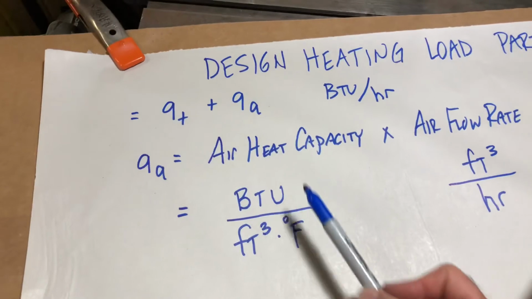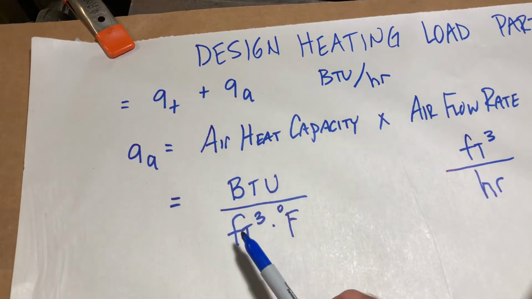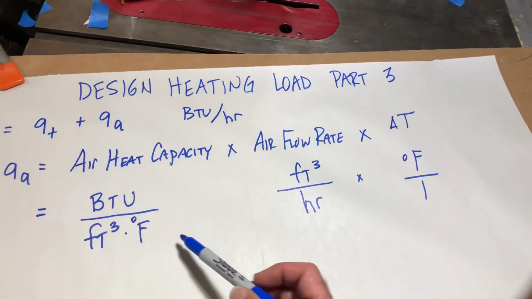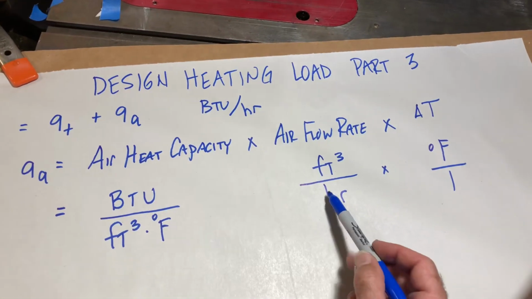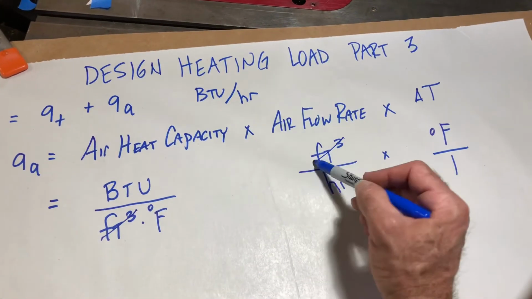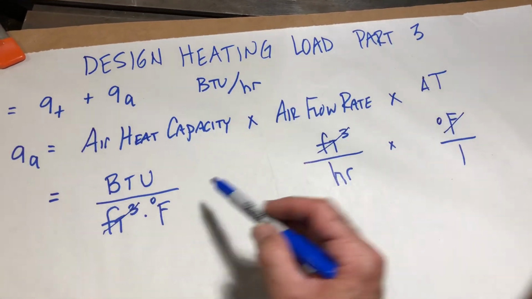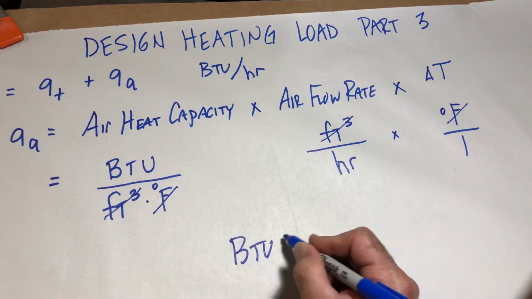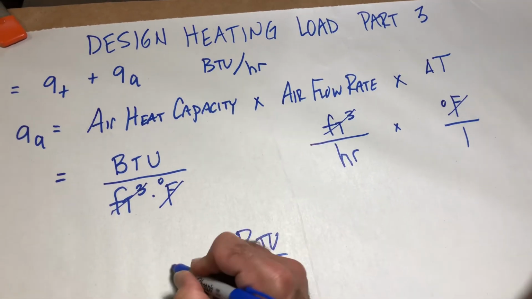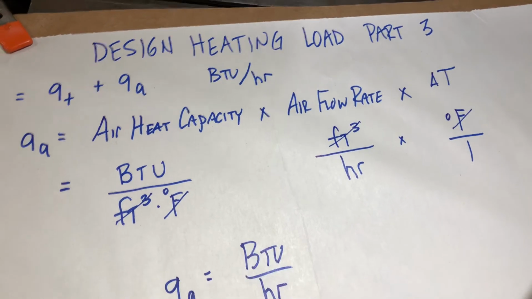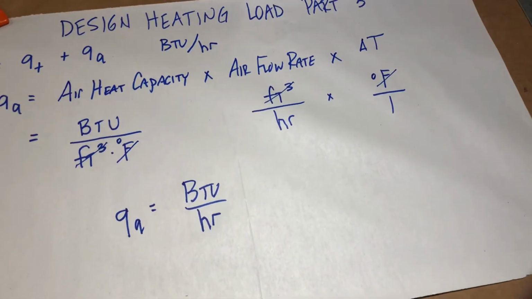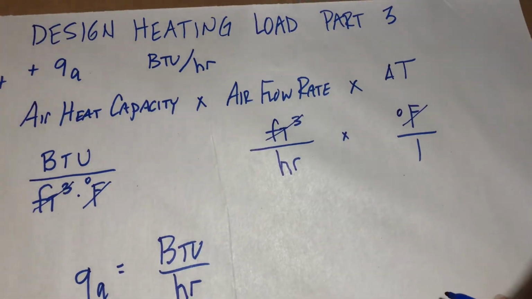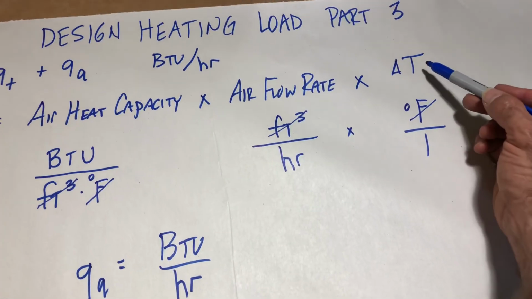So there it is. Air heat capacity is the amount of BTUs a cubic foot of air can hold at a certain temperature. So let's cancel things out and see if we wind up with BTUs per hour. We get rid of cubic feet. We get rid of degrees Fahrenheit. And we wind up with BTUs per hour. So that's really simple. So this is a constant. We look that up. We've already shown you how to determine this.